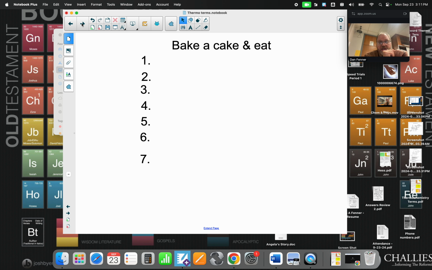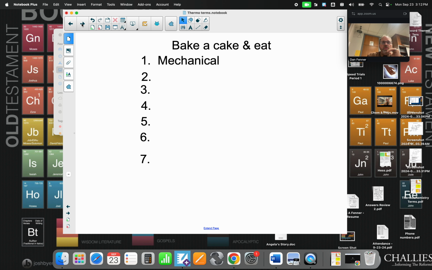Either way, if you're using a box mix, you've got to open the box up, open the bag, dump it out, throw eggs in it, throw milk in it, stir it up. If you're doing it from scratch, you're going to measure out exactly so much flour, put that in, so much baking soda, put that in, so much vanilla, put that in, so much milk, stir it up, add the eggs, stir it up. Either way, all those would be mechanical because they all have to do with motion.